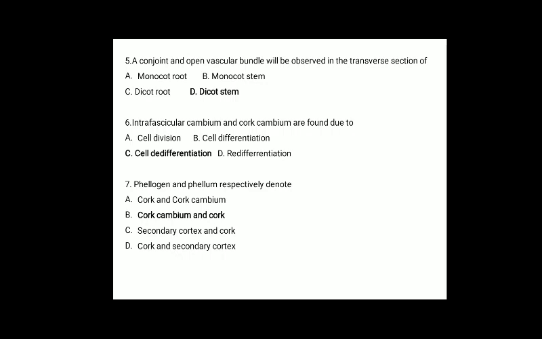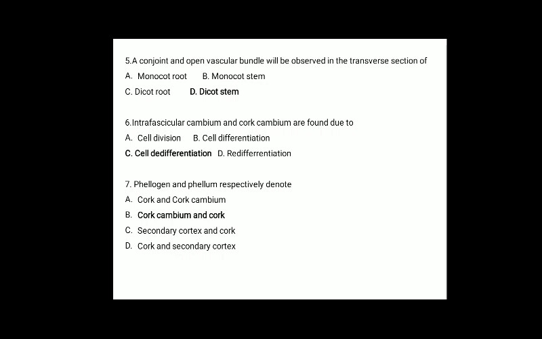Interfascicular cambium and cork cambium are formed due to cell division, cell differentiation, cell dedifferentiation or redifferentiation? For this the correct answer is cell dedifferentiation, because the phenomenon of regeneration of permanent tissue to become meristematic tissue is known as dedifferentiation. Cork cambium, wood cambium and interfascicular cambium are examples of secondary meristem which are always produced through dedifferentiation. Phellogen and phellem respectively denote.